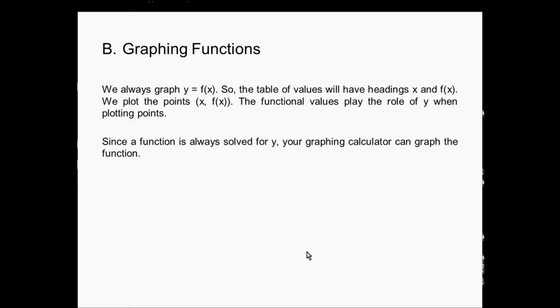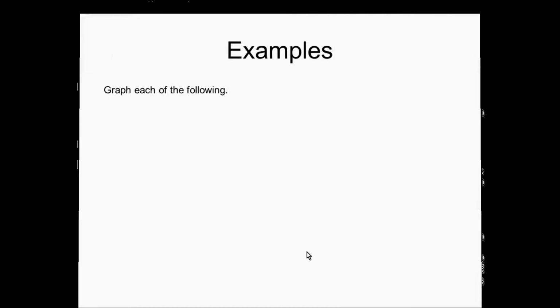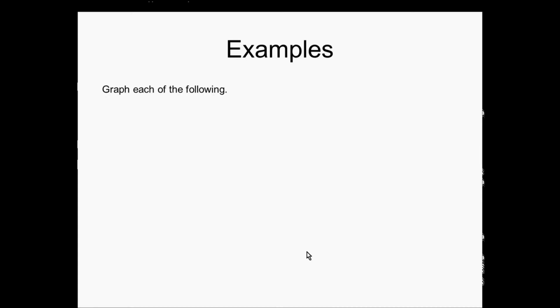Since a function is always solved for y, because remember, f of x plays the role of y, your graphing calculator can graph the function. So, some examples, let's graph each of the following. There's my first one. f of x equals 4x minus 5.